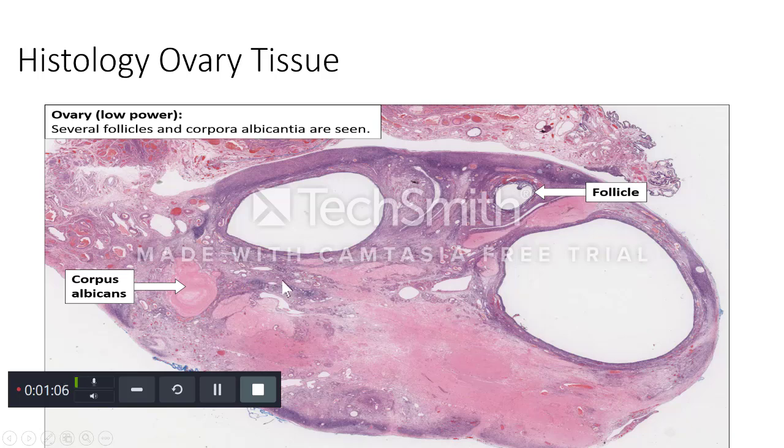The medulla consists of loose connective tissue, smooth muscle, and hilus cells. Hilus cell morphology is a circular nucleus and eosinophilic-staining cytoplasm.